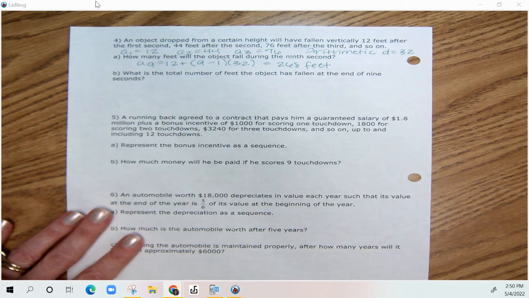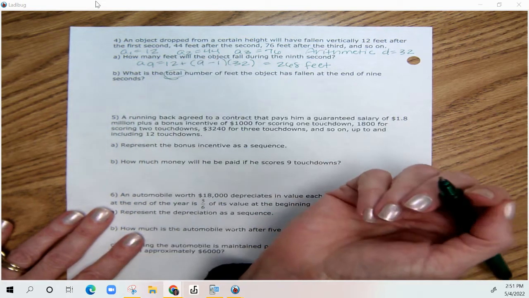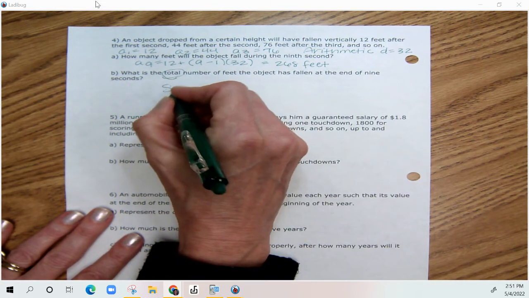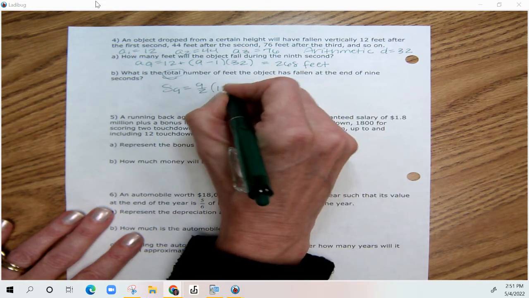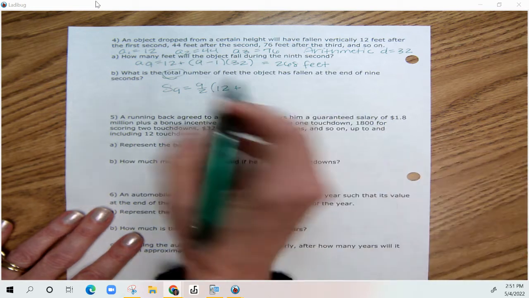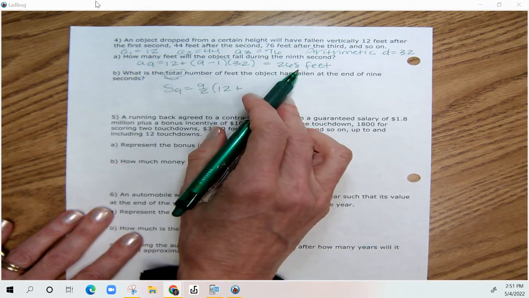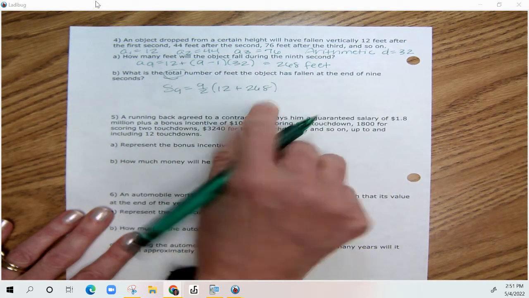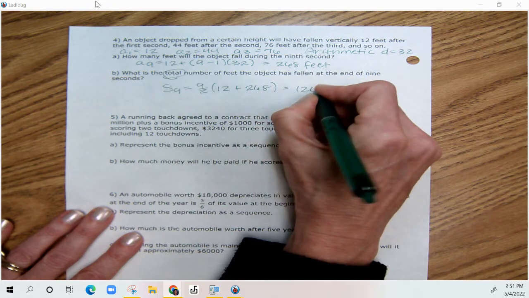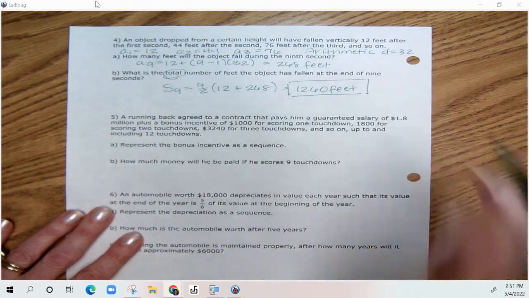Then it says, what is the total number of feet the object has fallen at the end of 9 seconds? So the total number here would mean that we're going to use the series. So we want S sub 9, 9 over 2. The first was 12, but we now use this A sub 9 that we found here. So this was the number of feet fallen in the 9th second, and that's what we need right here since we're adding up 9 terms, and the total distance fallen was 1,260 feet.